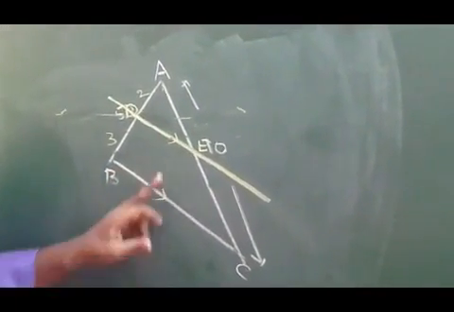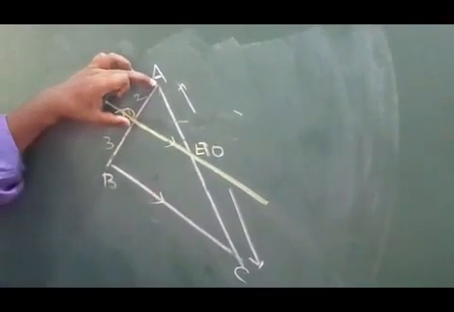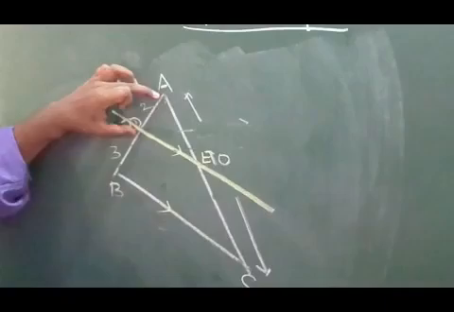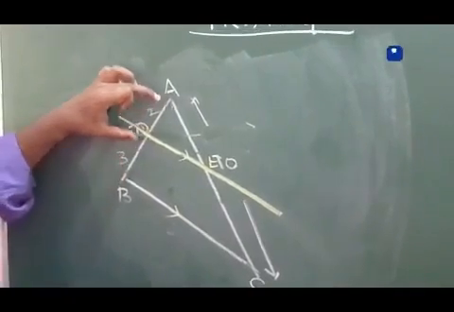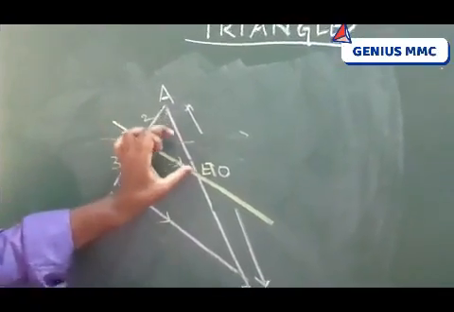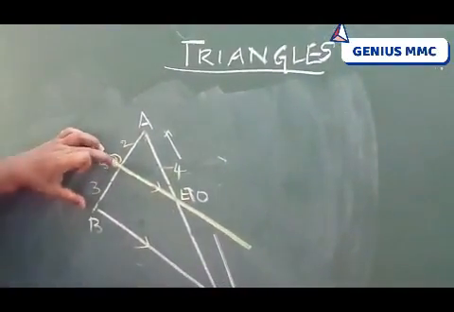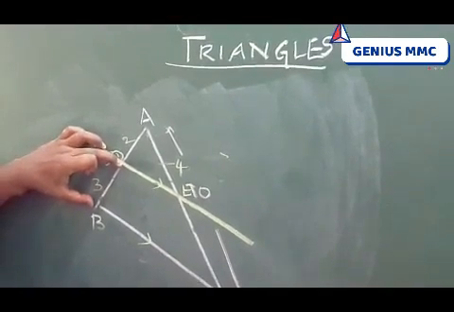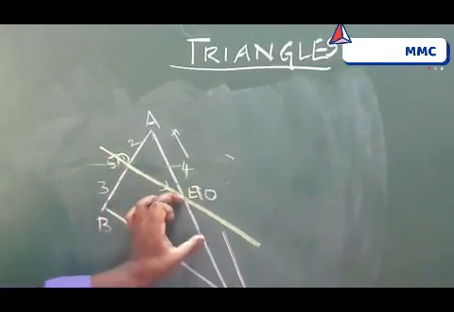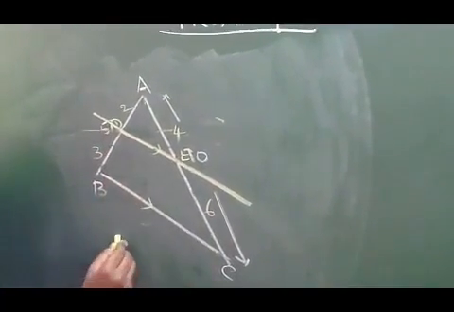After drawing the parallel, here AD is what? 2. I told you this is 2. The remaining portion is what? 3. And you observe the other 2 sides. This is 2, and here it is also doubled. That becomes how much? 4. Here the remaining portion is 3, and this is also doubled. It becomes how much? 6. You observe the other 2 sides.